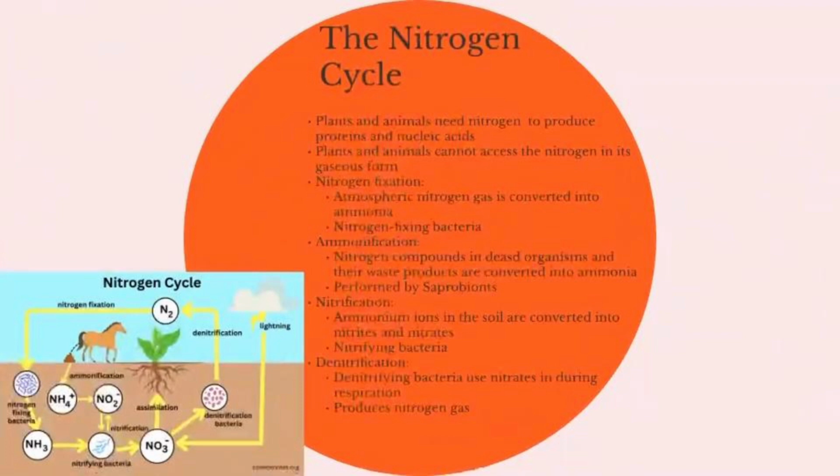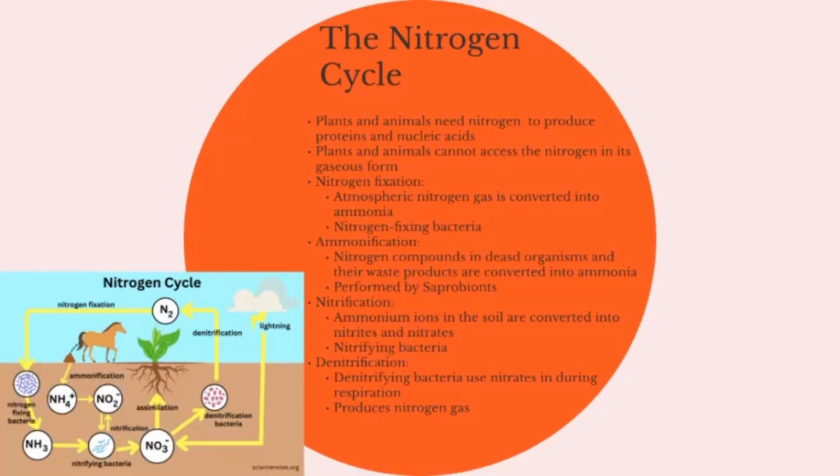and this happens by bacteria that use nitrates in the soil during respiration. This then produces nitrogen gas, which returns to the atmosphere. This process happens in anaerobic conditions, so in the soil where there is no oxygen, and this releases the nitrogen back into the atmosphere as nitrogen gas, so then the whole cycle can start again.